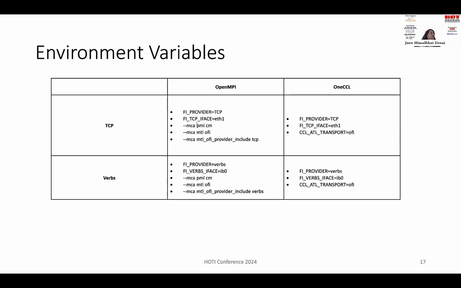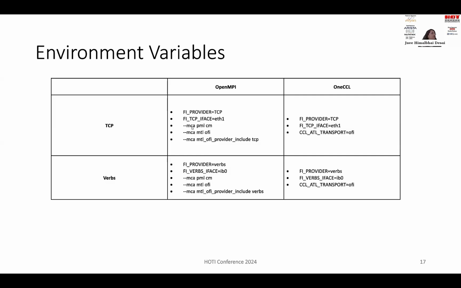Next is FI_TCP_IFACE. So whichever interface your application wants to use, let's say we want to use the eth1 or eth2 interface for our application, then you can set the interface with this one. Similarly, for verbs, we have FI_VERBS_IFACE. So this can be ib0, or it can be Mellanox, or it can be any other verbs-based interface that you would like to use.